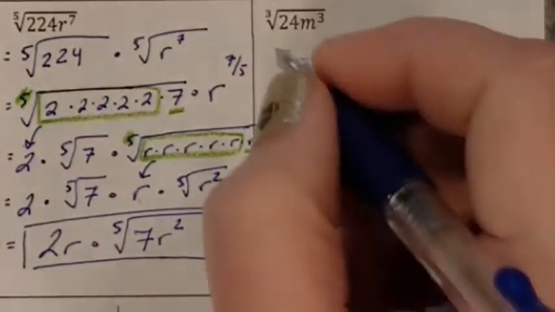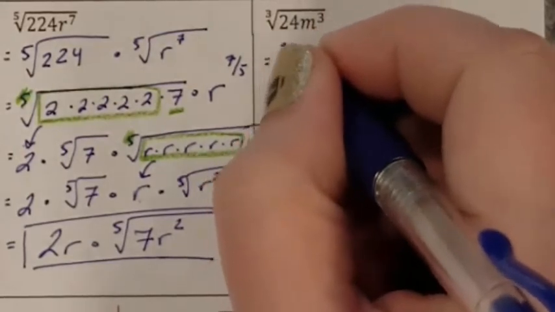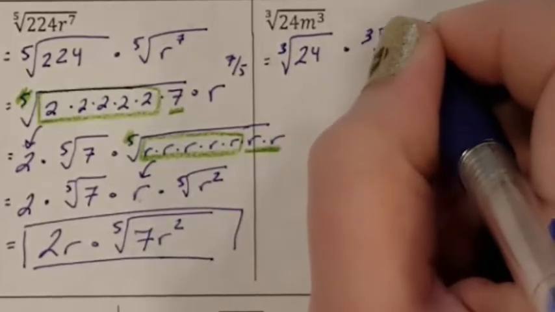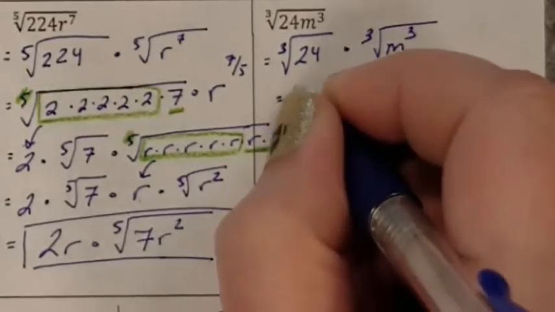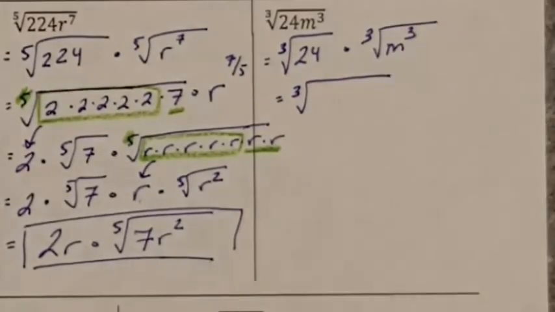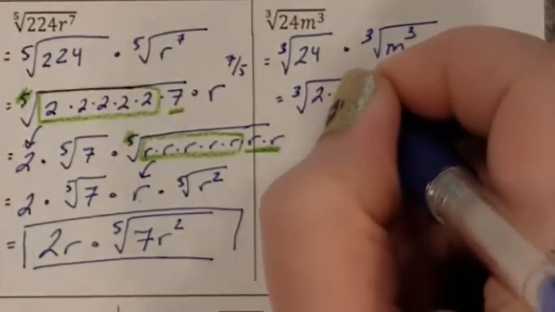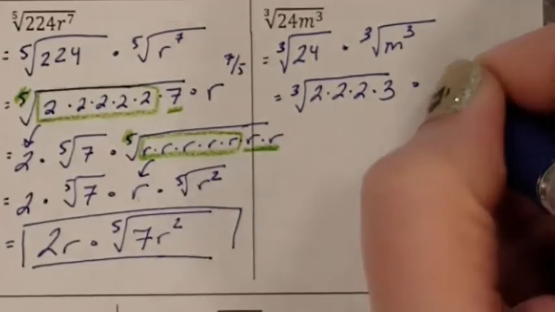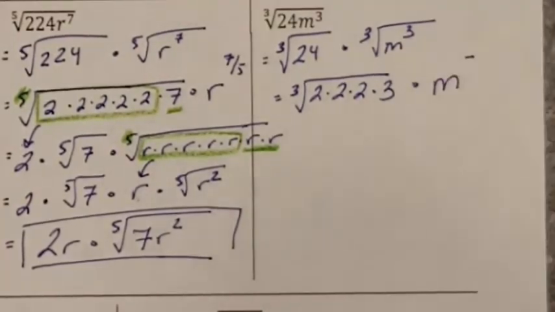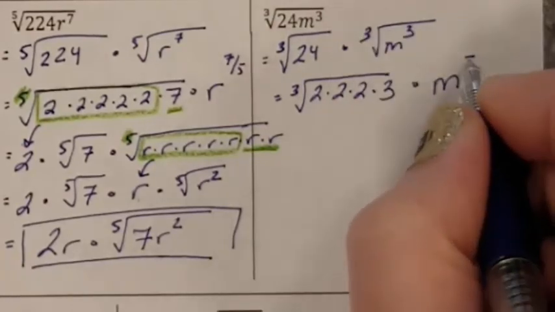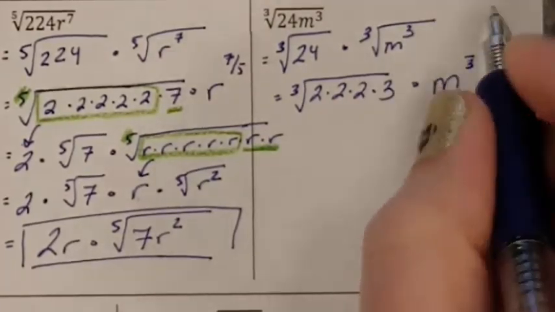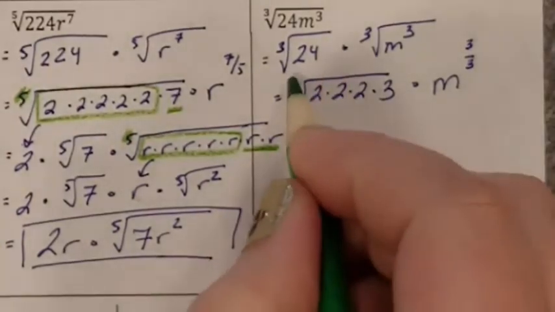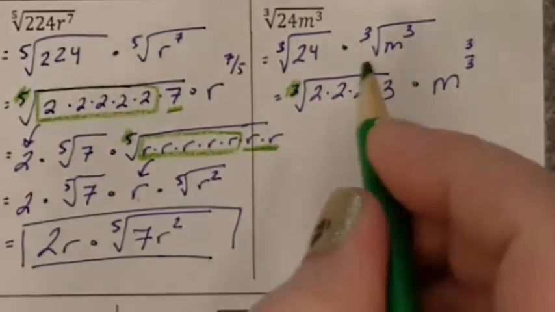Very last one. We need to separate the 3rd root of 24 from the 3rd root of the variables. The 3rd root of 24, I need to prime factorize 24. That is 2 times 2 times 2 times 3. Variables, it's helpful if we turn it into its fraction exponent. The root is the denominator. The exponent is the numerator. Because I am a root of 3, I'm looking for groups of 3.